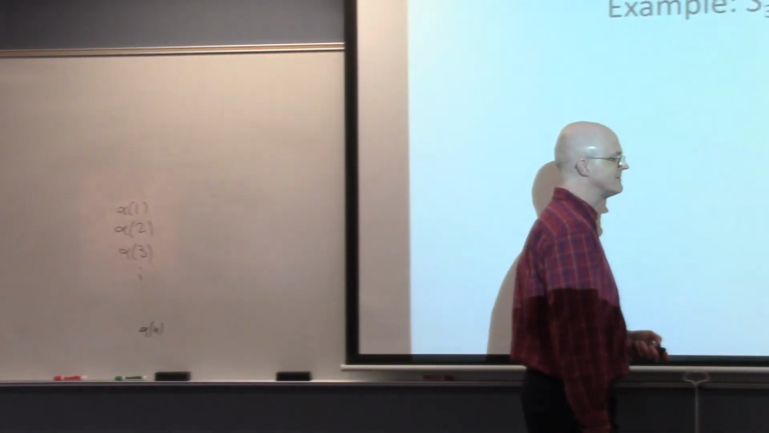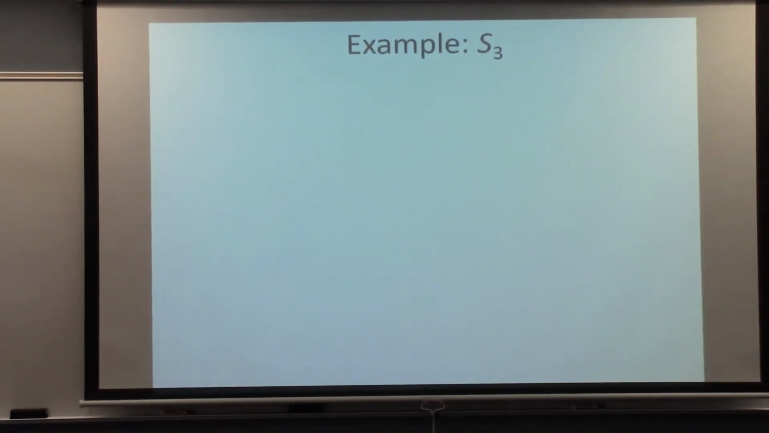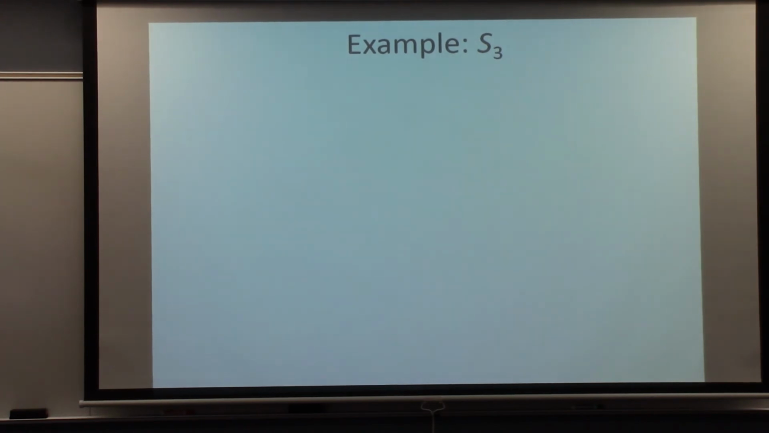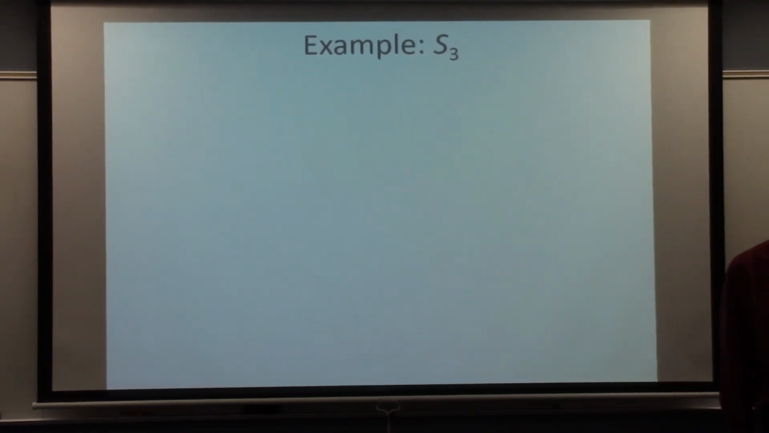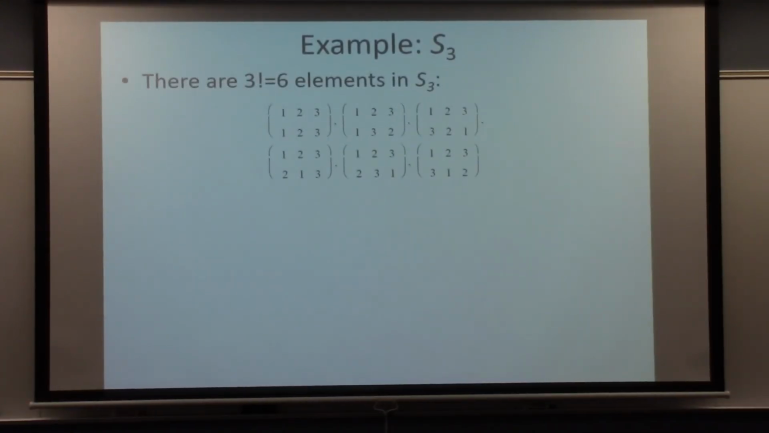Here's an example. It's almost quiz time here. Let's just start looking at this example here. S_3, the symmetric group on 3 objects. It's the set of all permutations, functions that are one-to-one and onto from the set containing 1, 2, and 3 to itself. It's got 3 factorial, 6 elements. Here they are in array notation.